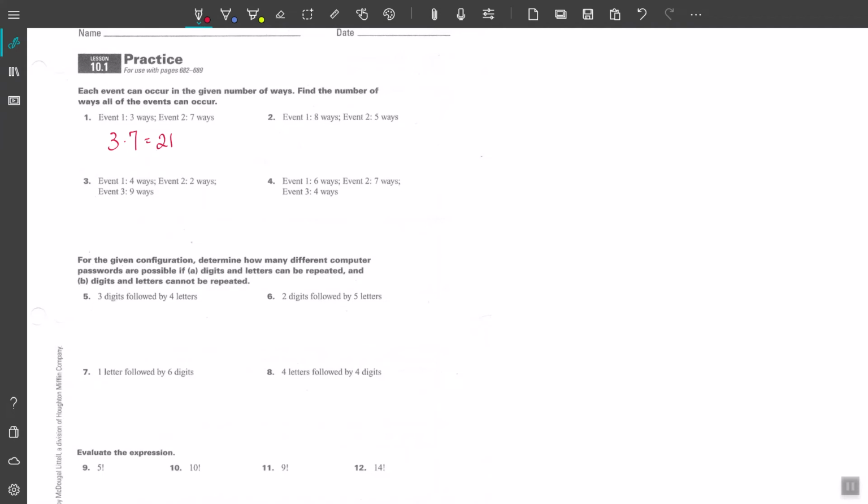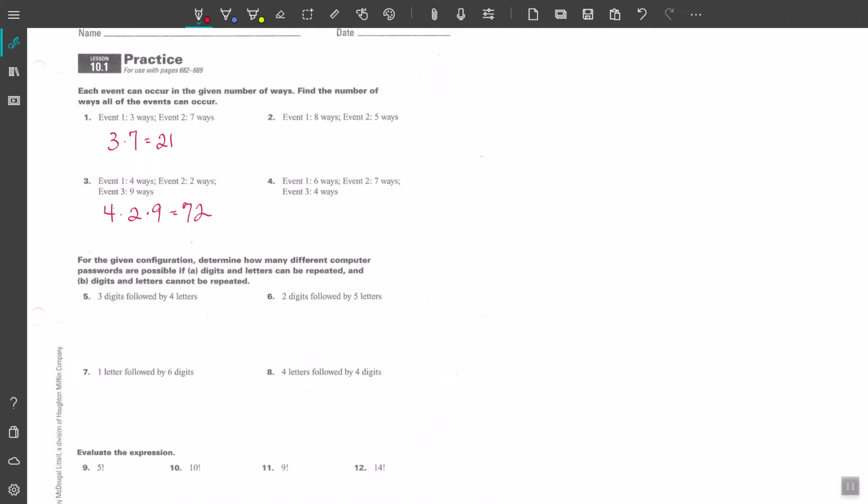Okay. If you have more than two events, like in number 3, where we have event 1, 2, and 3, then you do the same thing. You just take the number of ways for each event and multiply those together. So 4 ways in the first event, 2 in the second, and 9 in the third will give us a total of 72 possibilities for how these three can play out together.